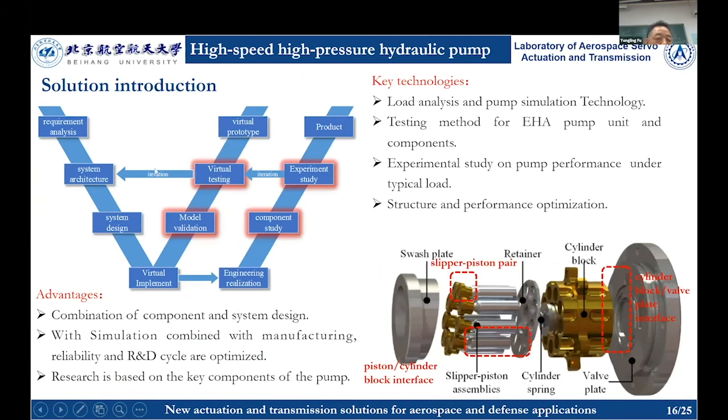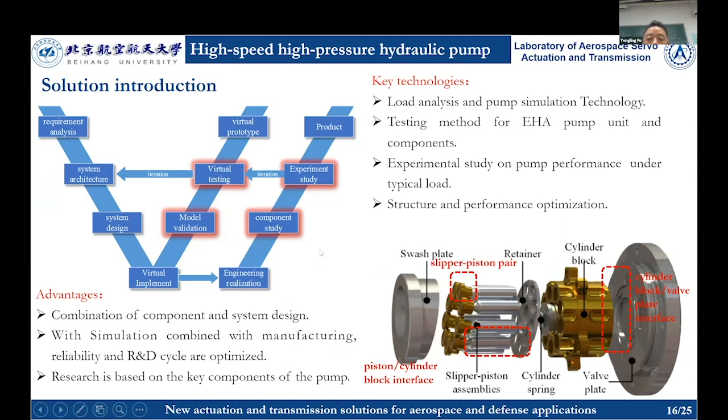This is a very typical V-shape design flow. This kind of design method could combine component and system design with simulation, combined with manufacturing, so reliability and research and development cycle are optimized. Research is based on key components of the pump.